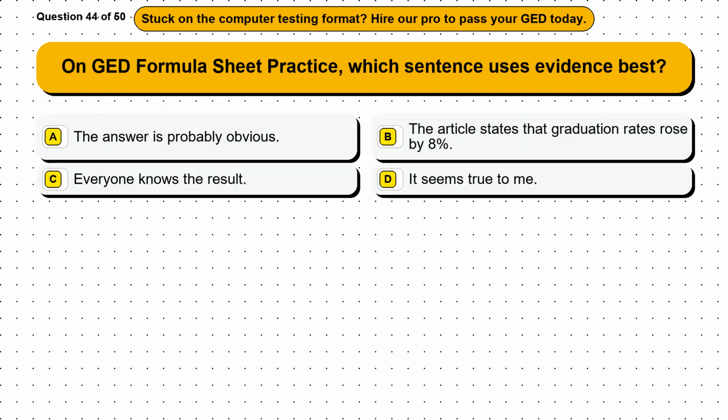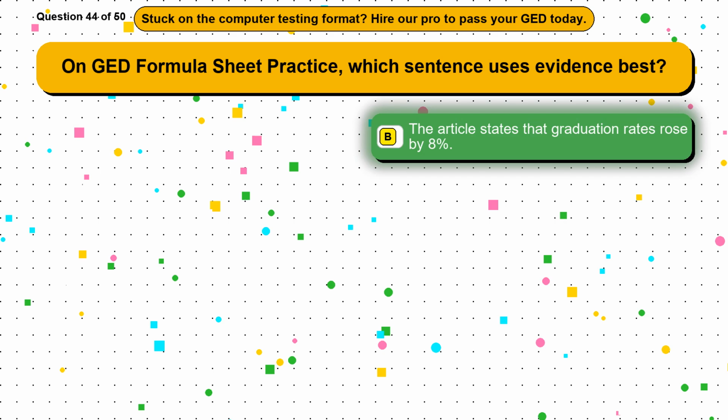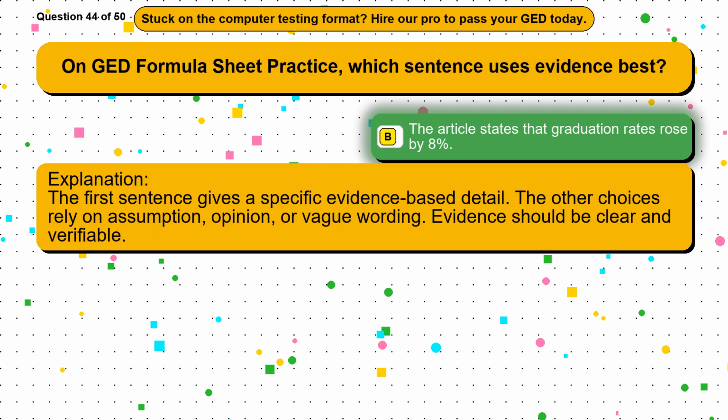Question 44. On GED formula sheet practice, which sentence uses evidence best? Option A. The answer is probably obvious. Option B. The article states that graduation rates rose by 8%. Option C. Everyone knows the result. Option D. It seems true to me. The correct answer is option B. The article states that graduation rates rose by 8%. The first sentence gives a specific evidence-based detail. The other choices rely on assumption, opinion, or vague wording. Evidence should be clear and verifiable.